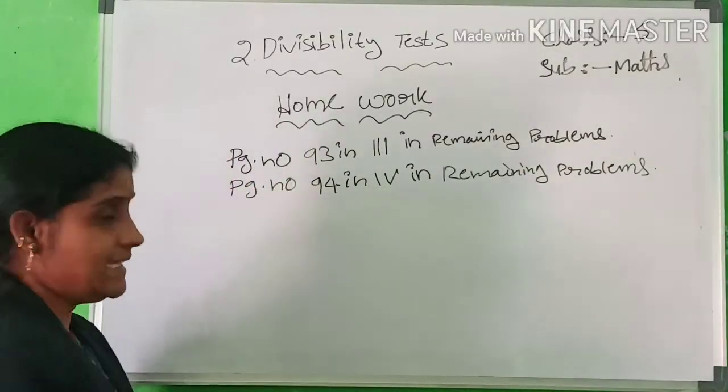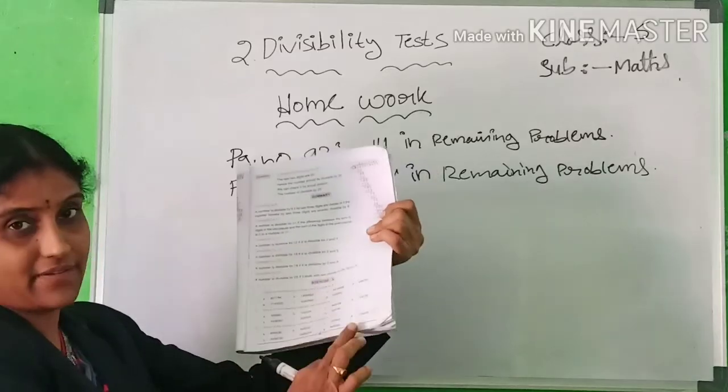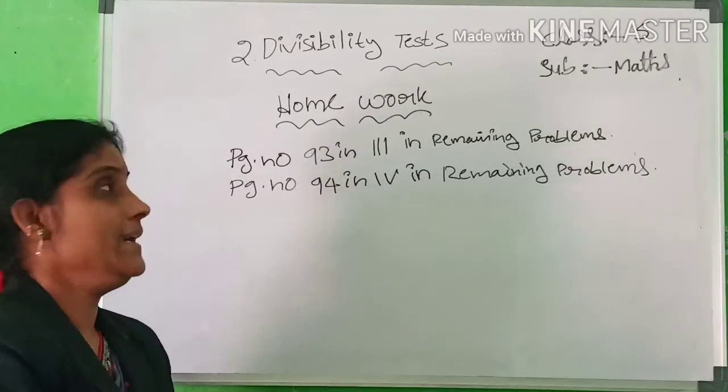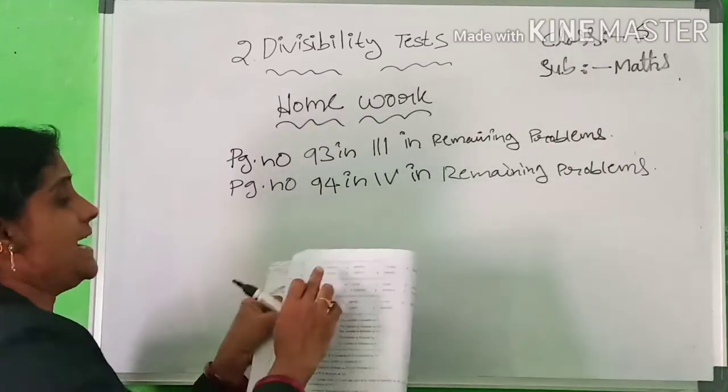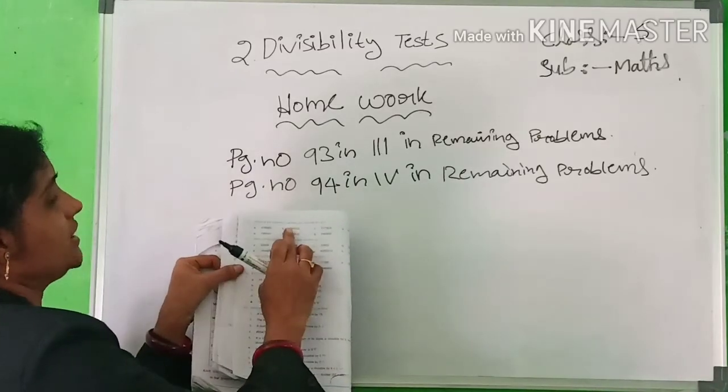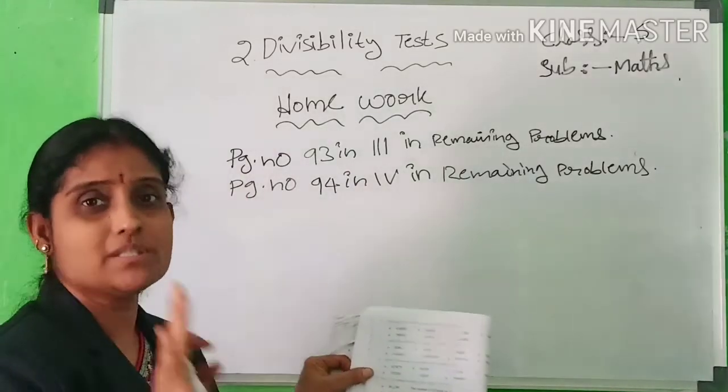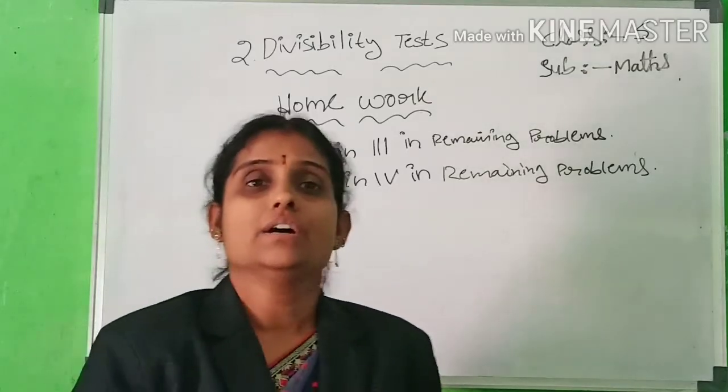Okay children, today's homework. Page number 93, third bit, the remaining problems for homework. And page number 94, fourth bit, the remaining problems for homework. Do them in your rough note.